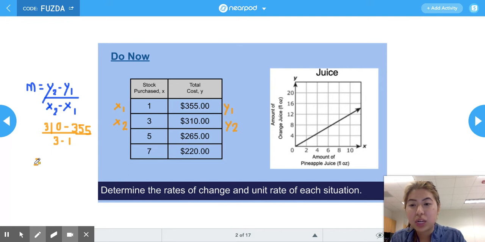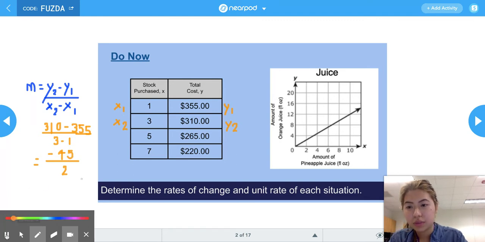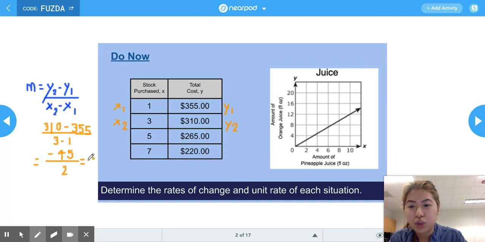So now we have 310 minus 355, and that's going to be negative 45. And then 3 minus 1 is 2. So now we have to do negative 45 divided by 2, which is negative 22.5. So our unit rate, or our rate of change for this table, is negative 22.5.